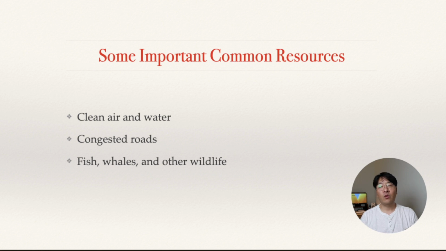Fish, whales, and other wildlife, where the number or population is limited, and when you catch them, the total number is diminishing. So in that perspective, it's rival, but you're not directly buying it, right? That access is free. So those things are easily common resources, and there is no price involved. The price scheme is not invented. So that is not excludable, but common resources are rival. Public goods are non-rival at the same time.